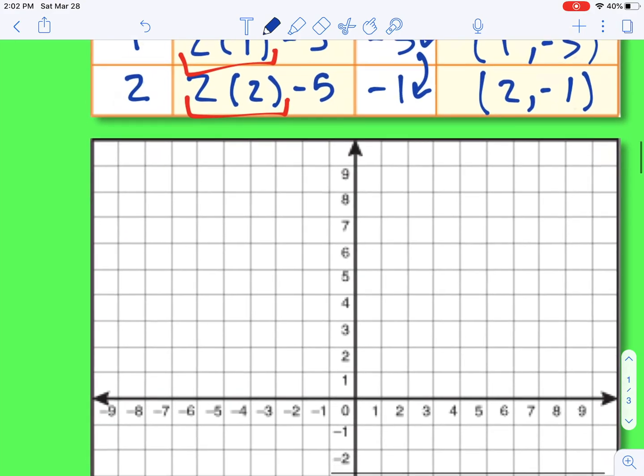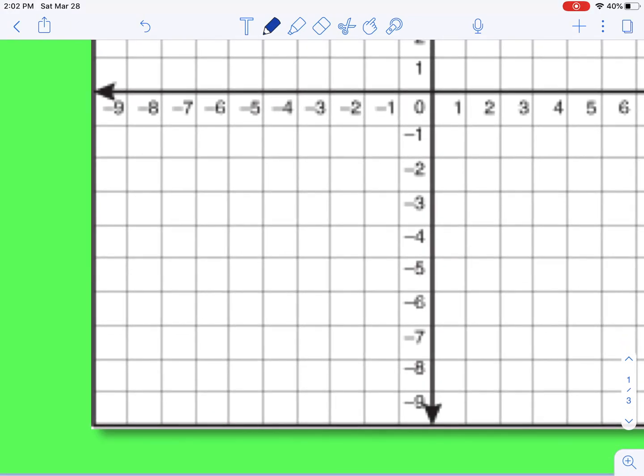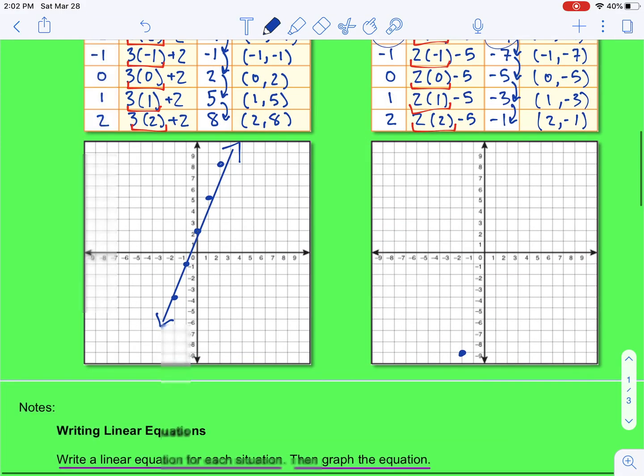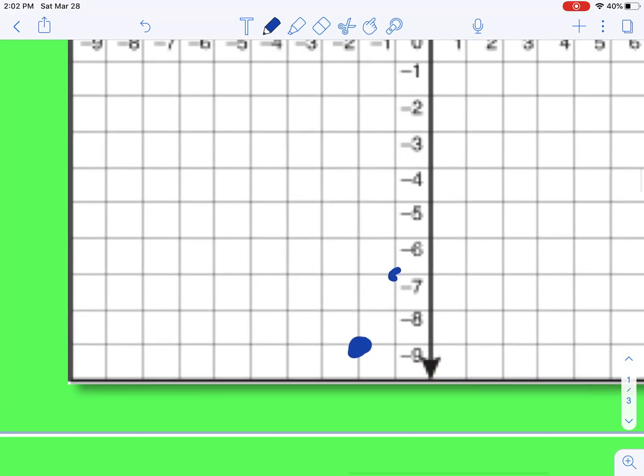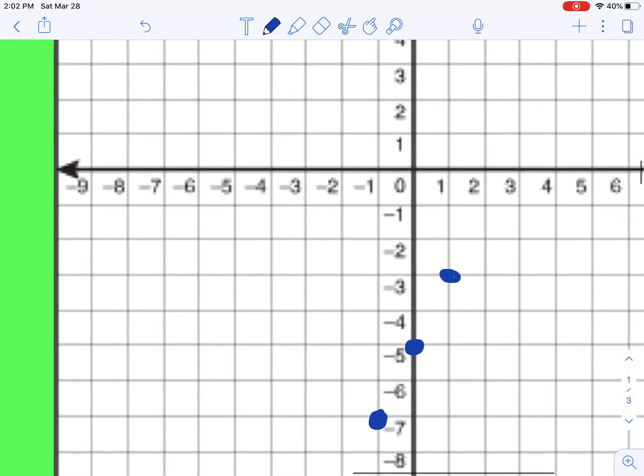Okay, now I'm going to take my ordered pairs, I'm going to put them into my graph. So my first one is -2, -9. So 2 to the left, down 9. Next one was -1, was it -7? Yep. 0, -5, 1, -3, and 2, -1.